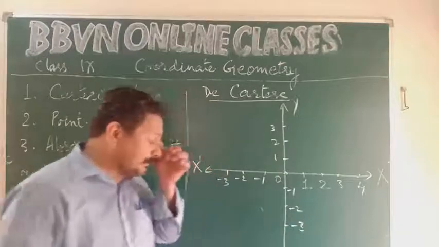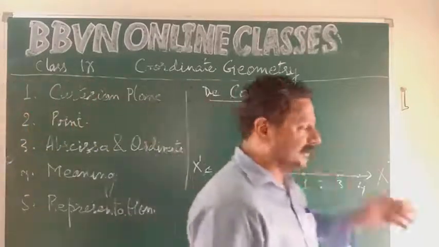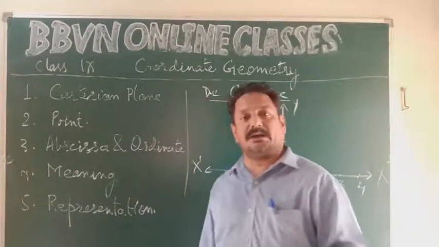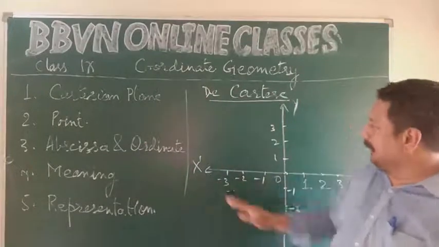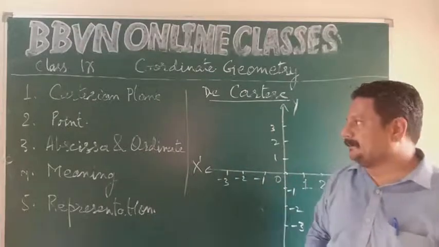Got it? So this system was given by Descartes. That is why we call it the Cartesian system, the Cartesian coordinate system. So this plane is a Cartesian plane. A plane is any flat surface.